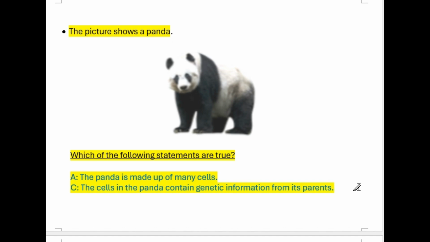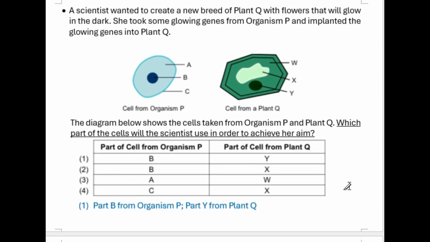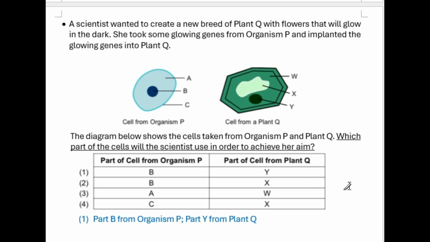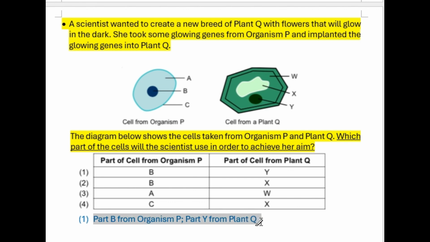A scientist wanted to create a new breed of plant, Q, with flowers that will glow in the dark. She took some glowing genes from organism P and implanted the glowing genes into plant Q. The diagram below shows the cells taken from organism P and plant Q. Which part of the cells will the scientist use in order to achieve her aim? One. Part B from organism P, Part Y from plant Q.